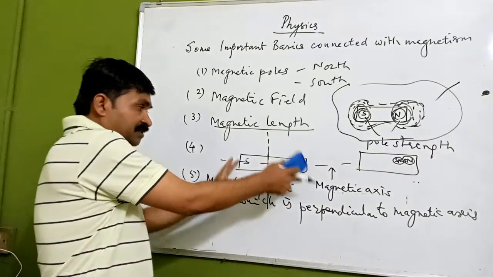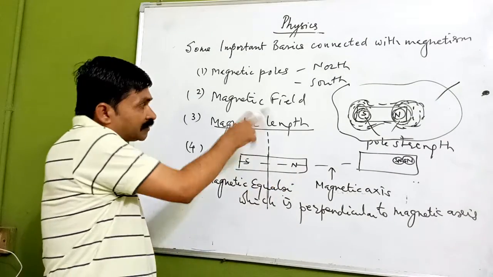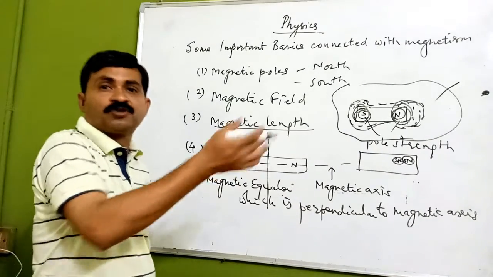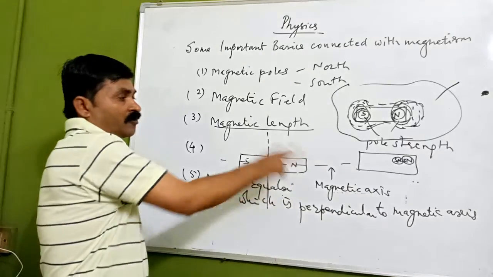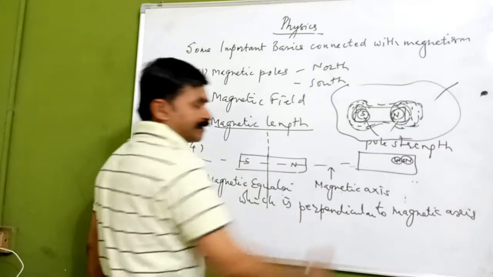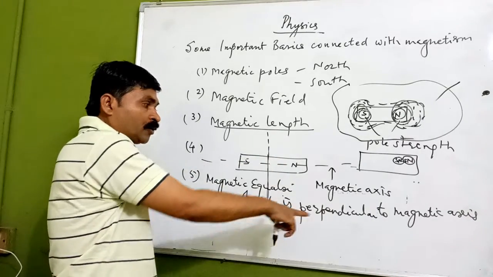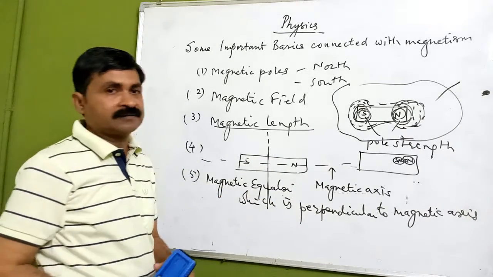Geometrical length of the magnet is exactly the length of the magnet, and there will be a relationship. Magnetic length and geometric length have a ratio of 0.84. Then we have talked about the magnetic axis. This will be the magnetic axis, and perpendicular to it will give the magnetic equator.